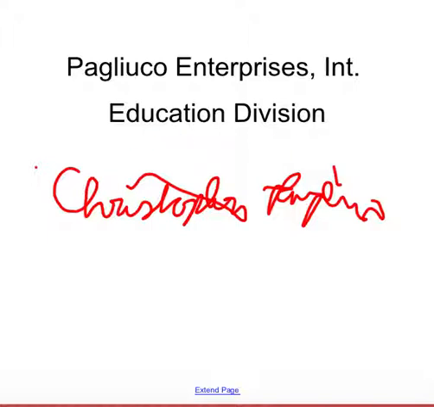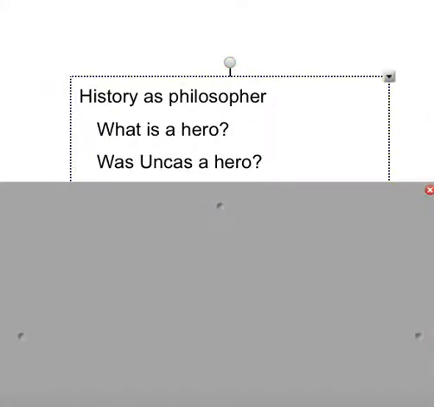Okay, welcome to History as Storyteller. And from here, we are just doing a little bit of a review from the first part of our unit, which was History as Philosopher. And hopefully we were able to explore the idea with our classes of what is a hero and how a hero to some people is not necessarily a hero to others. And we could think about what makes a hero, and that's what makes this a philosophy-minded portion of the unit.